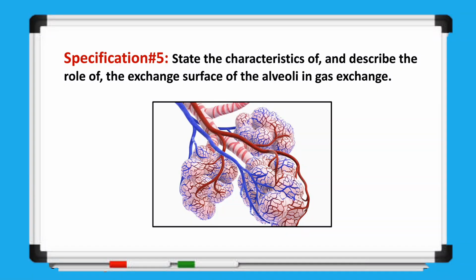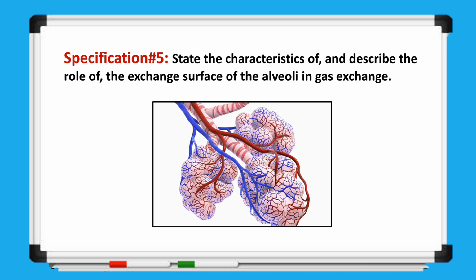Alright, let's now move on to specification number 5, which asks us to state the characteristics of, and describe the role of, the exchange surface of the alveoli in gas exchange. In this part, we'll take a deeper look into the fascinating world of the alveoli, those tiny air sacs inside our lungs that play the most crucial role in breathing.